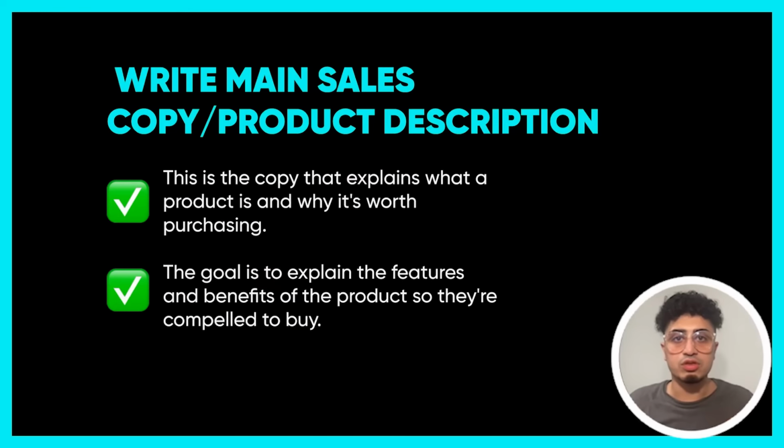Now, we've seen the number one way to get your stacked conversion support content to really work is to write sales copy that converts like crazy. And let me explain how this is done. Now, sales copy in itself is copy that explains what the product is and why it's worth purchasing. The goal is to simply explain the features and benefits of the product so the end user is compelled to buy.